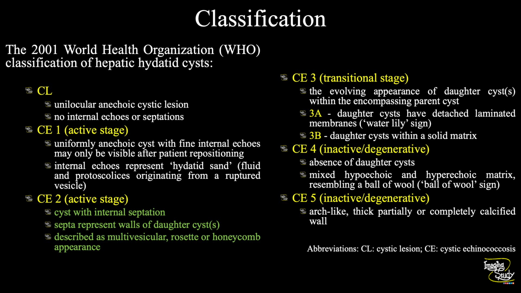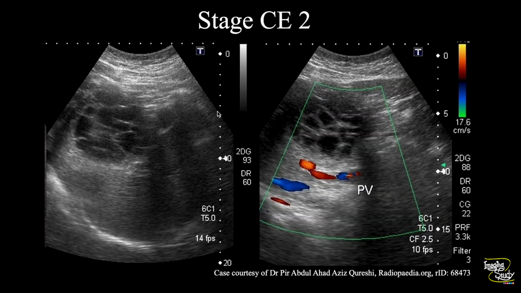And in stage 2, you will get a honeycomb or rosette or multivesicular appearance containing internal septations and multiple daughter cysts. Here is a typical picture. You can see a large multiseptate cystic lesion in segment 5 with multiple daughter cysts forming the honeycomb appearance, indicating it as a stage 2 cystic echinococcosis.